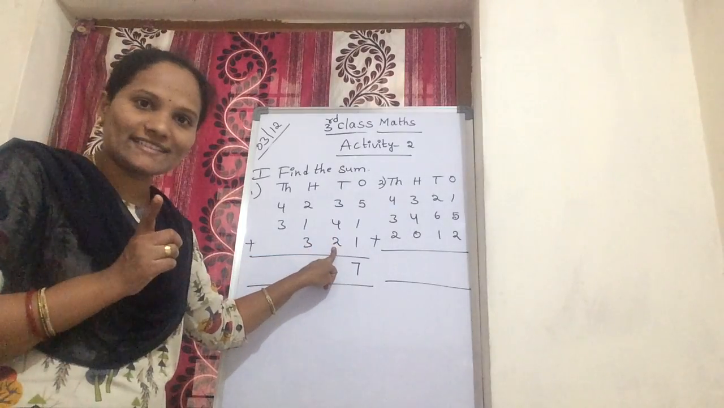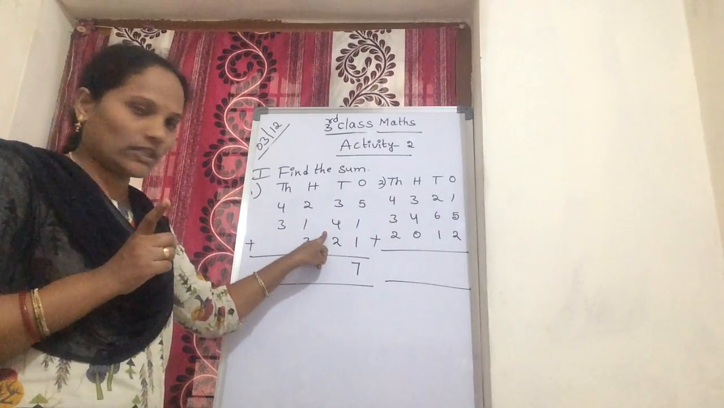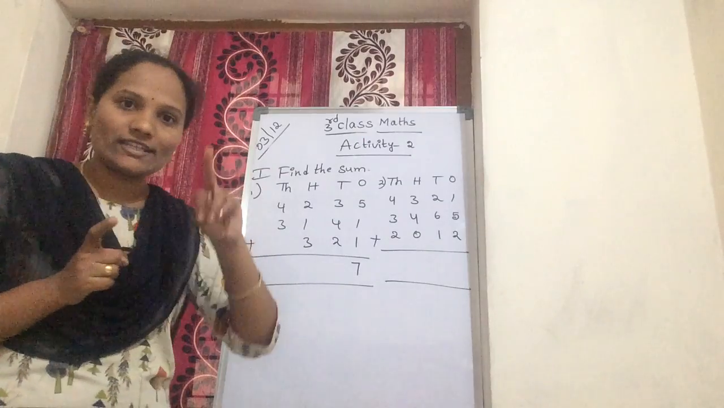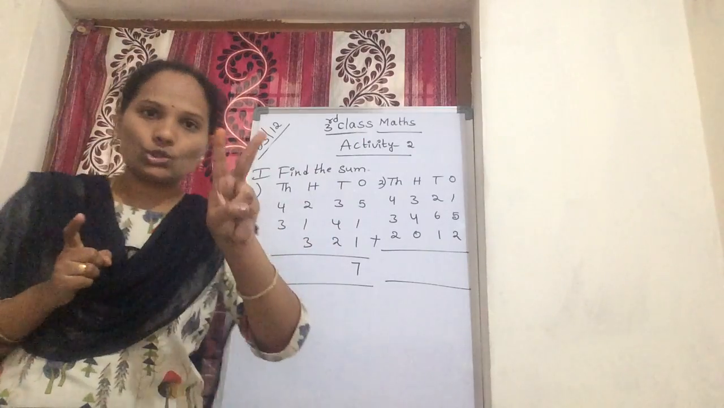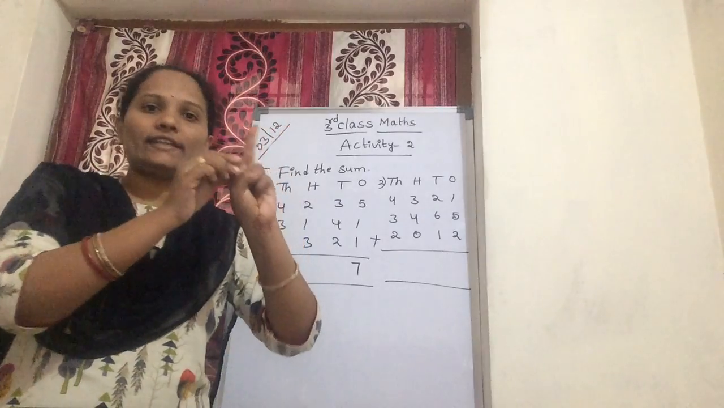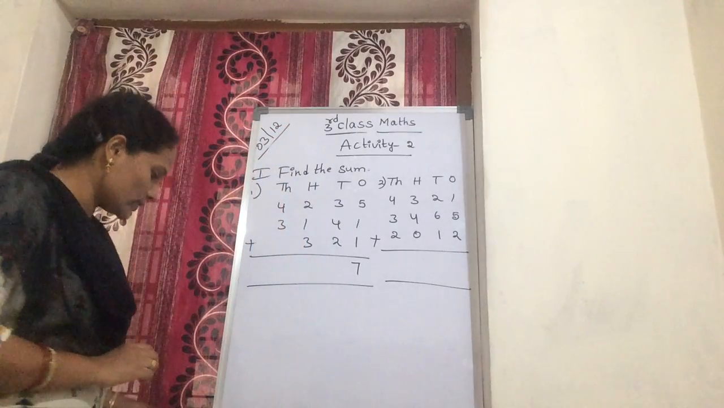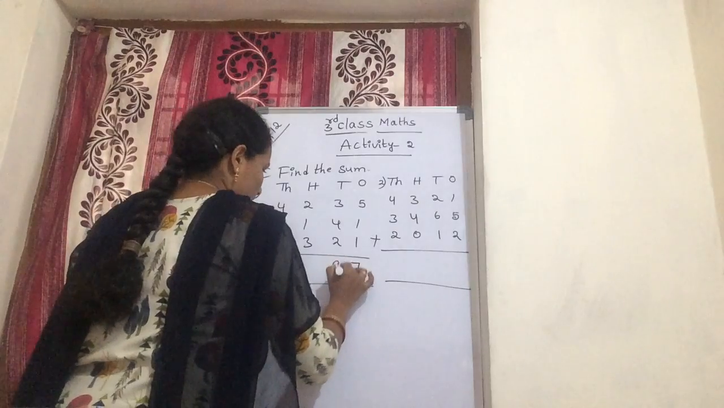Still one number is there, so you are adding that to the 7. 7 after how many? 2. 7 after 8, 9. So 7 plus 2, you get 9.